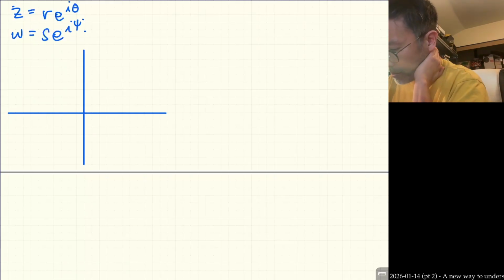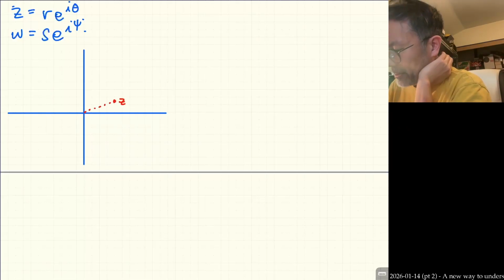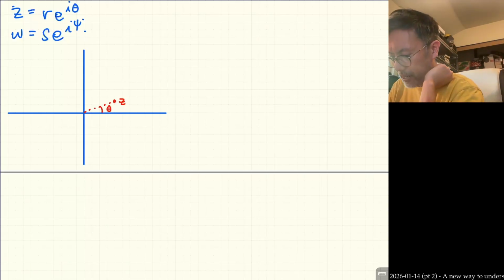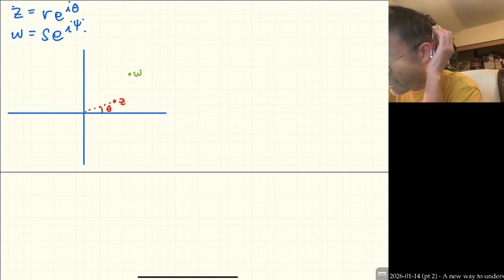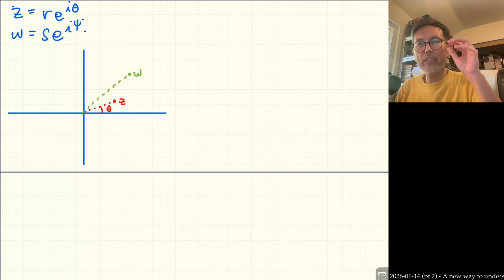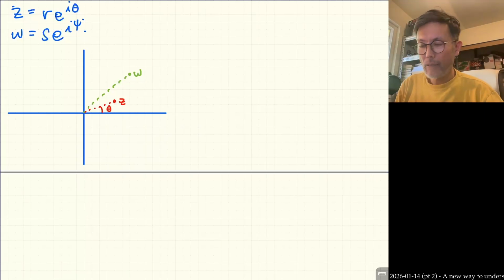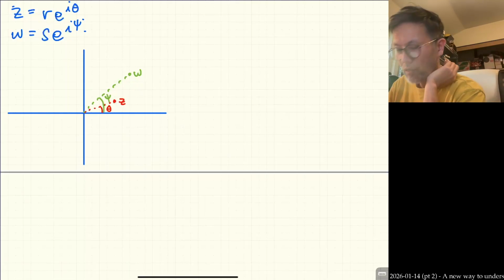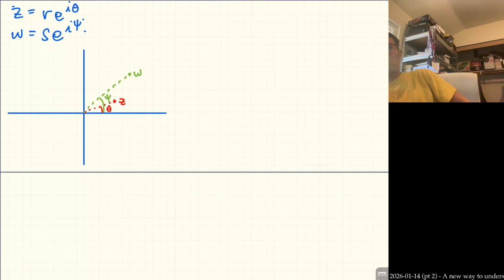And let's say that maybe z is this number here in the plane. The length of that dashed red line is going to be the modulus of z. That's going to be r, in other words. And this is our theta, the angle with respect to the positive x-axis. And then maybe w is some other complex number like there. And again, we have this sort of thing happening, right? The length of that green dotted line is the modulus of w, namely s, and this angle here, that's going to be psi, the green angle.